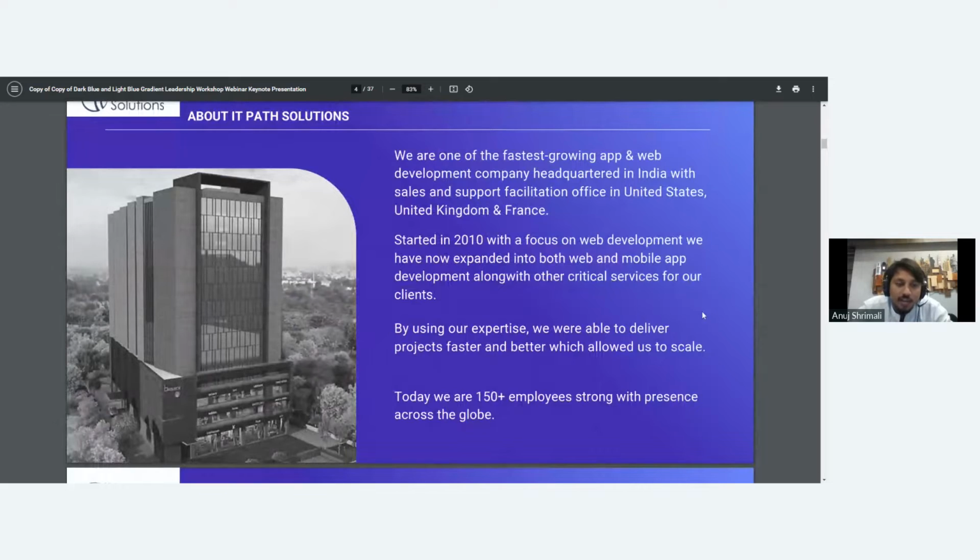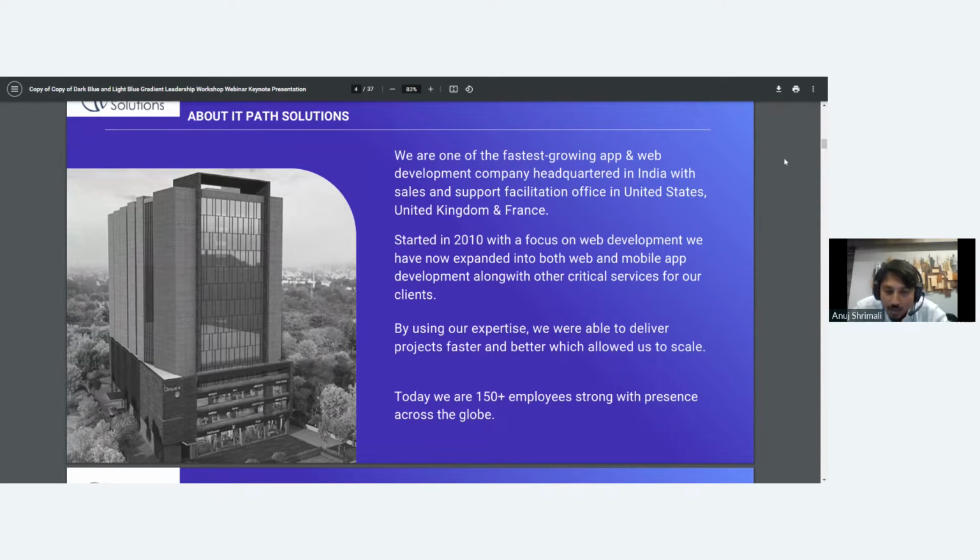So here is a quick glance at IT Pass Solutions, who we are and what we do. We are one of the fastest growing app and web development agencies. We have our headquarters and development center based in India, with sales and support offices in the US, UK and France. We have experience of a decade. We started our journey in 2010 with a focus on website development only.